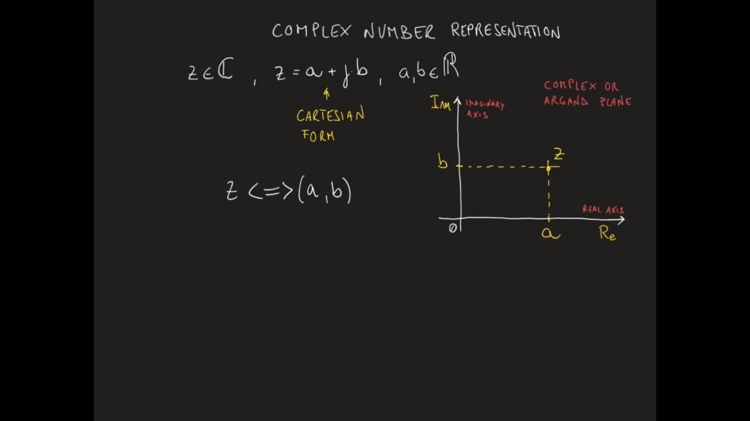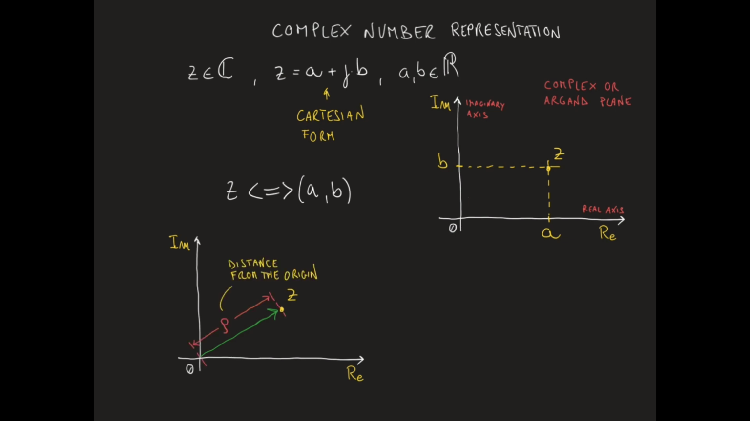This is actually not the only way to identify the point in the plane. For example, we might think of the point as the tip of a vector starting in the origin of the plane itself. In this case, we could determine the position of the point in the complex plane by measuring the length ρ of the vector, which is the distance of the point z from the origin, and the angle phi the vector forms with the real axis.